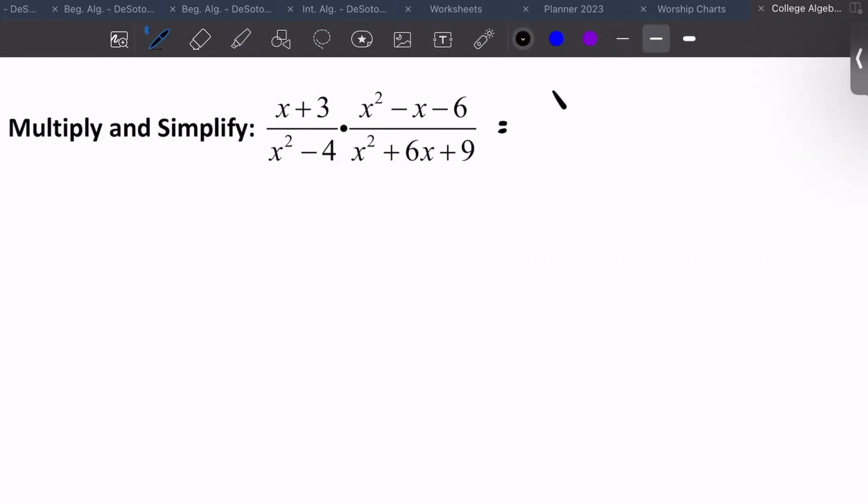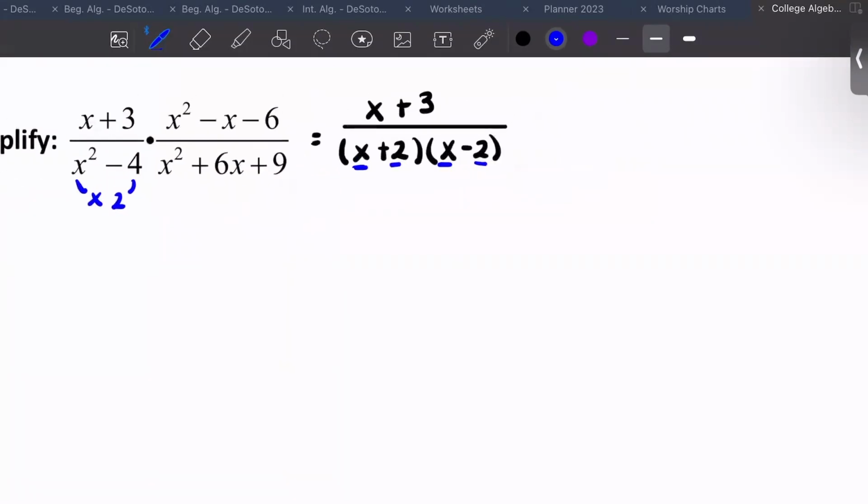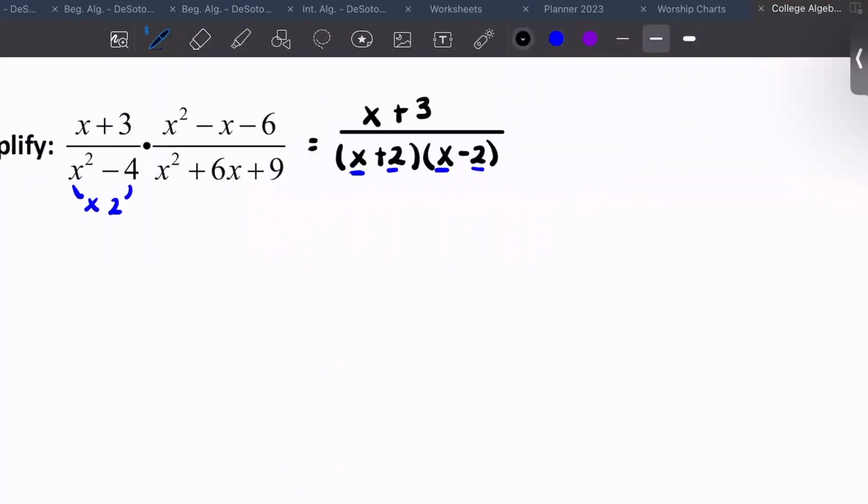So x plus 3, nothing we can do there. X squared minus 4, that denominator, that's the difference of squares. So x plus 2, x minus 2. And I got that by saying the square root of x squared is x, the square root of 4 is 2. So those go here and here. One gets a plus, one gets a minus, and we're done. We're multiplying it by this other rational expression.